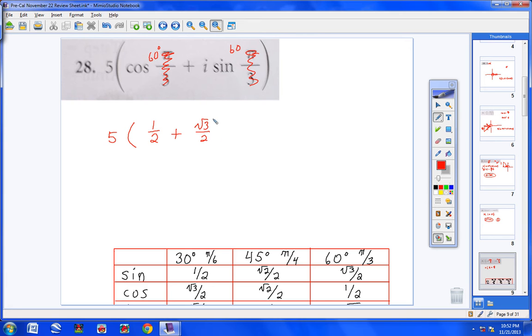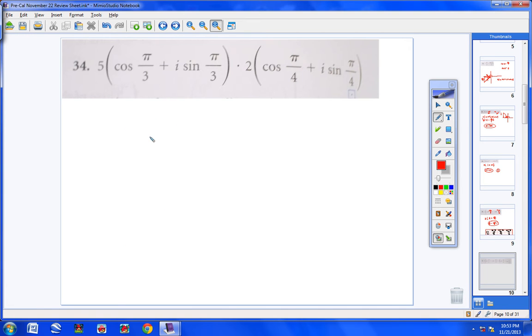And now simply take your 5 and multiply it through. Put the 5 over 1. 5 over 1 times 1 over 2 would be 5/2. 5 over 1 times square root of 3 over 2 would be 5 square root of 3 over 1 times 2, which is 2. Don't forget your i. And that is the answer in standard form.